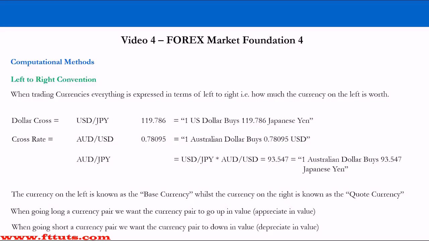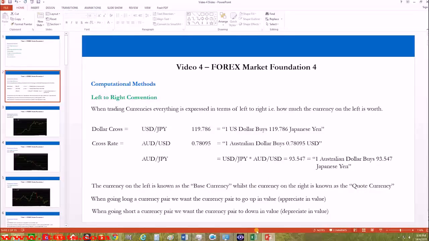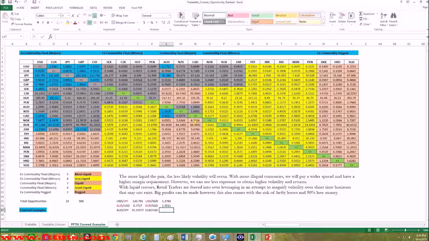93.547 Japanese yen. Now what you can do is go back to video number 2 and download the spreadsheet that we showed you earlier, and we can go over to this now. The spreadsheet is called Tradable Crosses Opportunities Ranked, and you're going to see a big table here of currency crosses that can actually be used to work out cross rates.